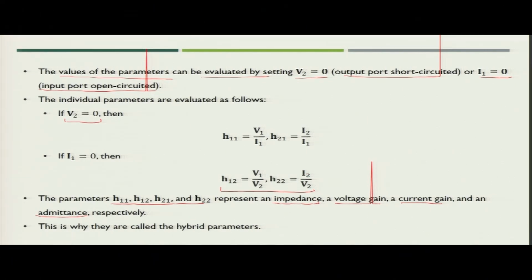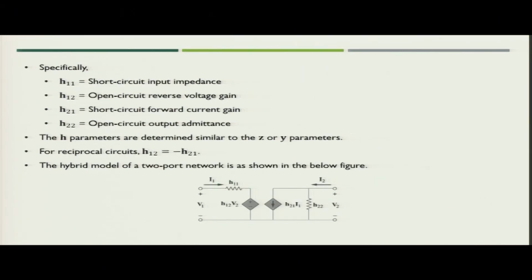Since we have impedance, voltage gain, current gain and admittance as parameters, we call them hybrid parameters. Now you can say that H11 is the short circuit input impedance, because you find H11 when you set the output port as short circuit. H12 is the open circuit reverse voltage gain, because it is a relationship between V1 and V2.